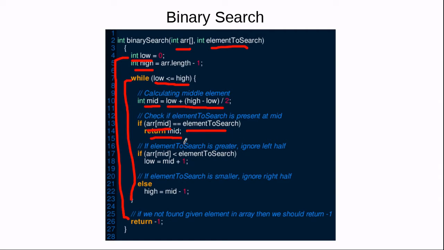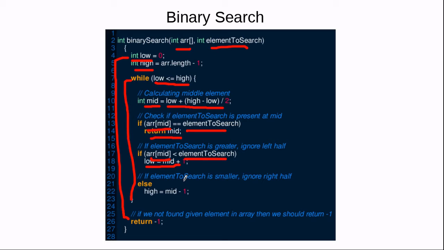Now the second condition may be that the element at the mid is less than the element that we want to search. In such a case, from the starting index till the mid, all the elements will be less than the element that we want to search. So we have to discard this part, and we just move our low pointer to mid plus 1.